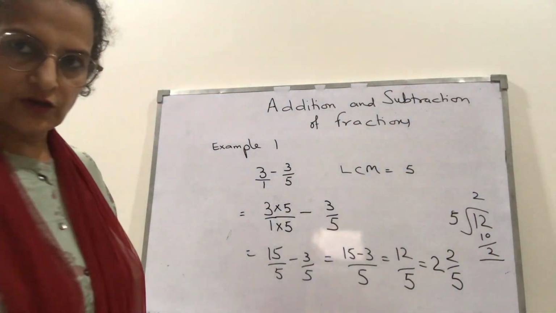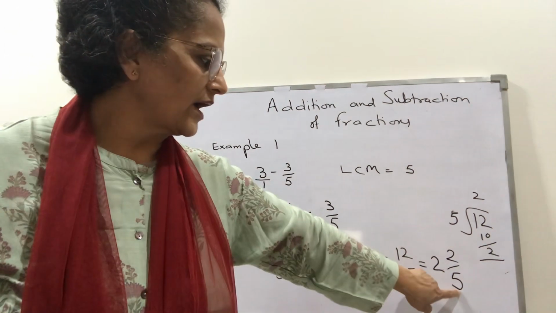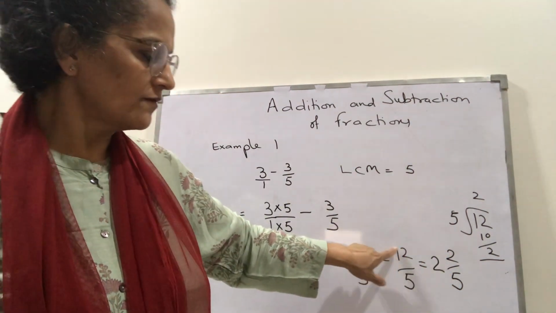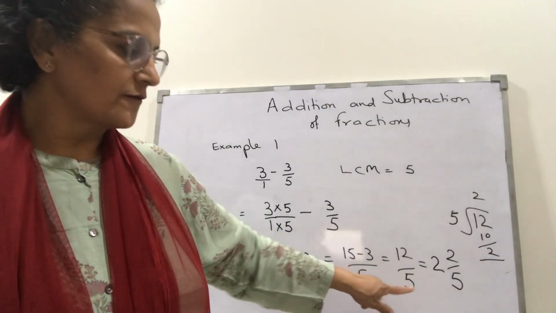You can recheck your answer also. 5 2s are 10, 10 plus 2 is 12 and the divisor was 5.